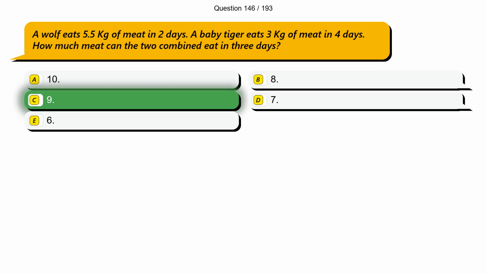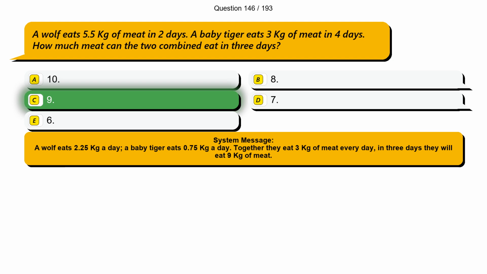The correct answer is option C, 9. A wolf eats 2.25 kilograms a day, a baby tiger eats 0.75 kilograms a day. Together they eat 3 kilograms of meat every day. In 3 days they will eat 9 kilograms of meat.